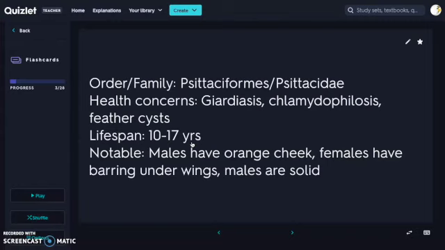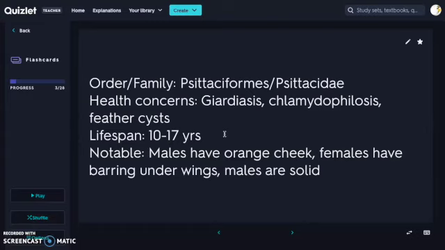Health concerns with cockatiels are giardia, chlamydophilosis or chlamydia, and they also get feather cysts. When their feathers are growing, they can get cysts in those feather follicles. Lifespan for cockatiels is anywhere from 10 to 17 years, depending on the quality of care and your diet.